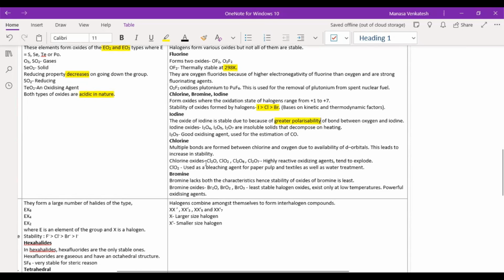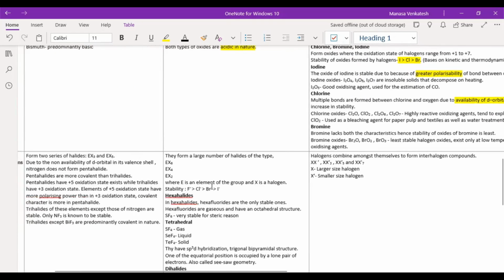Last is bromine. Now here, in the case of iodine you had a greater polarizability, and in chlorine you had the availability of d orbitals. Bromine has neither of these two. And because of that, the stability of oxides in the case of bromine is the least. It can form Br2O, BrO2, and BrO3 oxides. But these are powerful oxidizing agents.